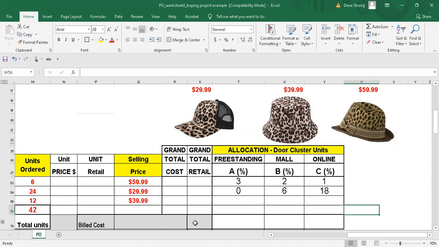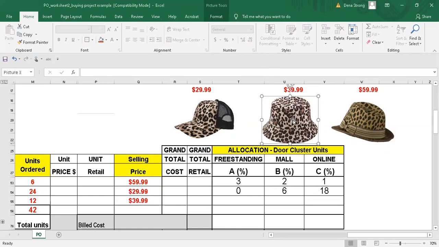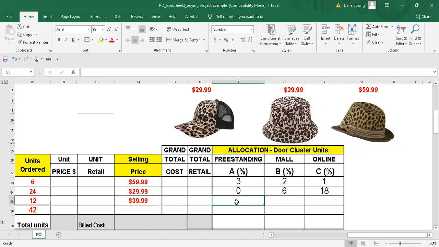All right, and then our last hat, hat number 3, is our bucket hat, $39.99. So this is very moderate. Again, I am not going to give the freestanding store any of these units. And I'm going to give 6 hats to the mall and 6 hats to online. Okay, so there are my units.